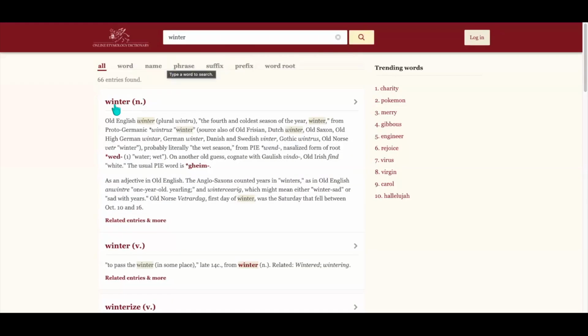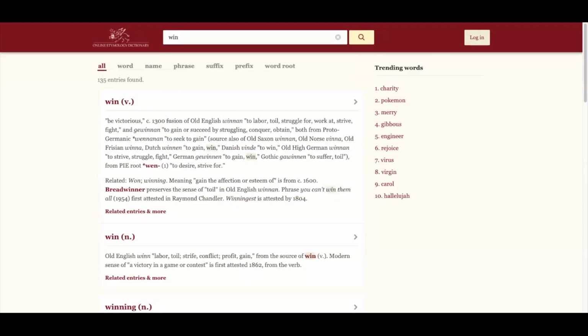and we look up the word winter and we see that, oh, look at that. The word winter was the exact same in Old English. Plural was wintru. Interesting. That one didn't survive the evolution. I survived many wintrus out in the wilderness. The fourth and coldest season of the year, blah, blah, blah. Okay, so keep that in mind.